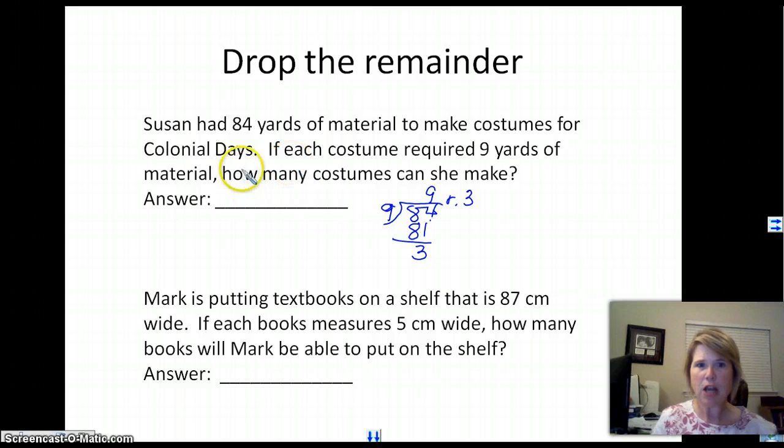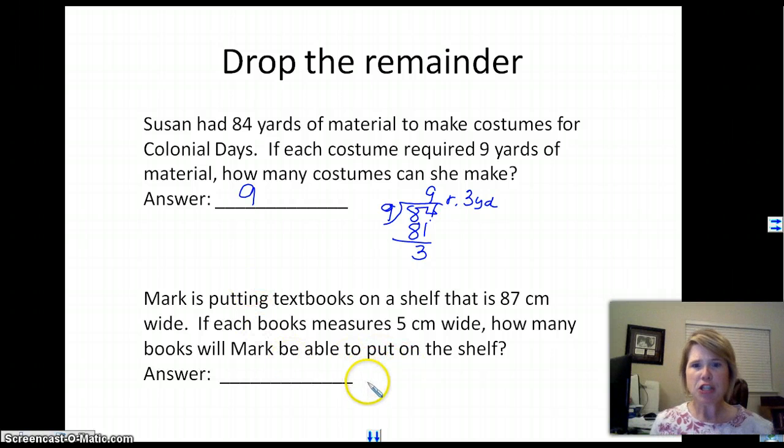Let's go back to my question. How many costumes can she make? Okay, so I know that I can make 9 costumes if it requires 9 yards, right? Can I make a 10th costume? I can't. I only have 3 yards left over, don't I? And if a full costume requires 9, I can only make 9 costumes. So I'm just going to drop the remainder in order to answer this question. Let's take a look at another one.